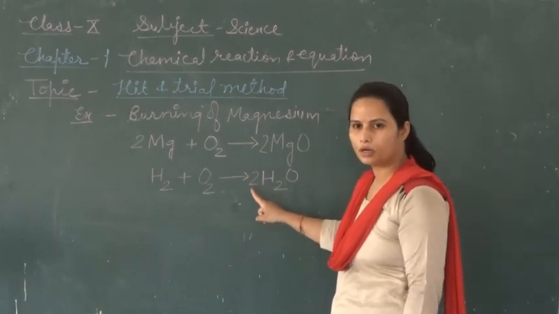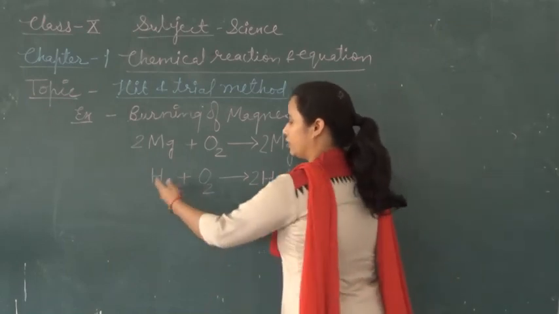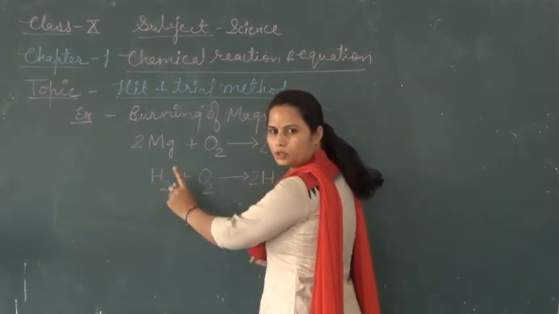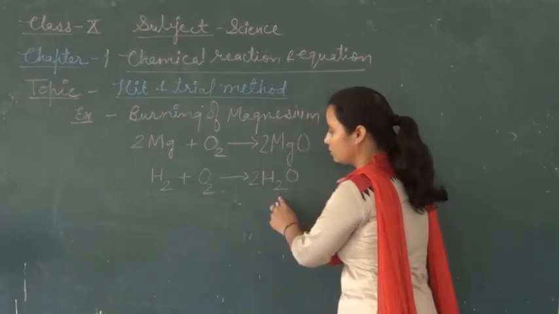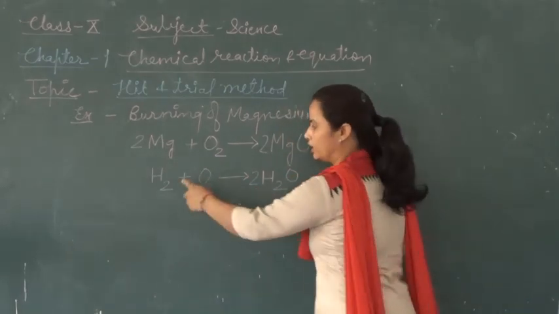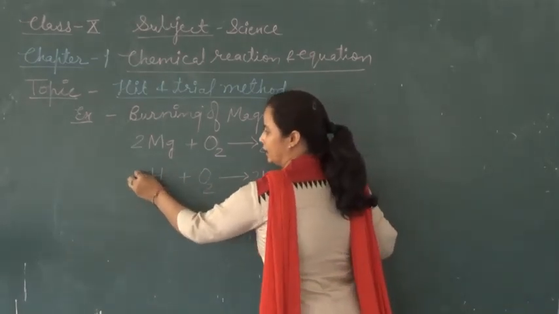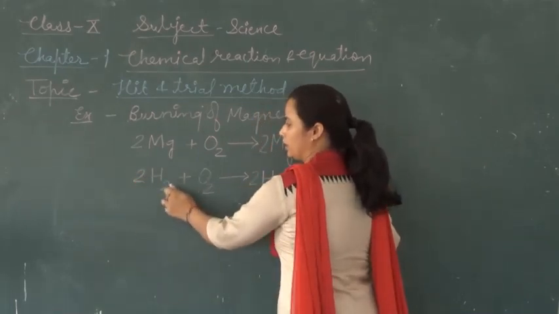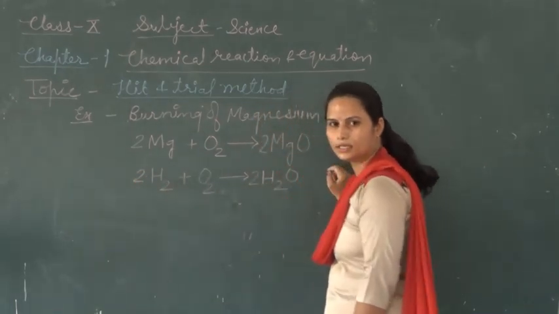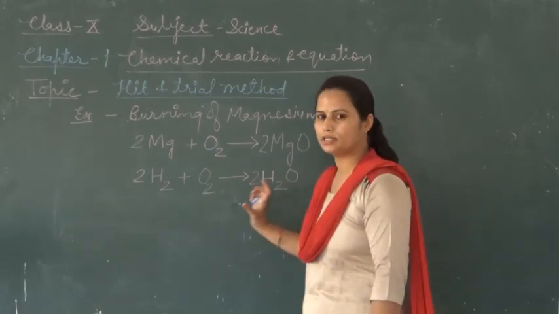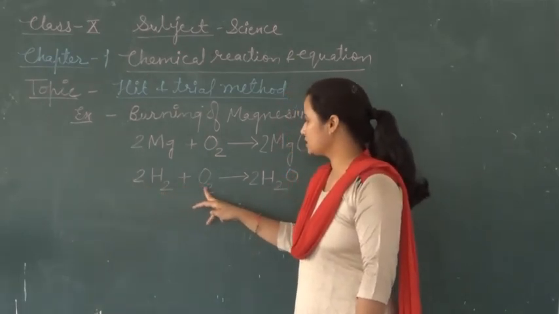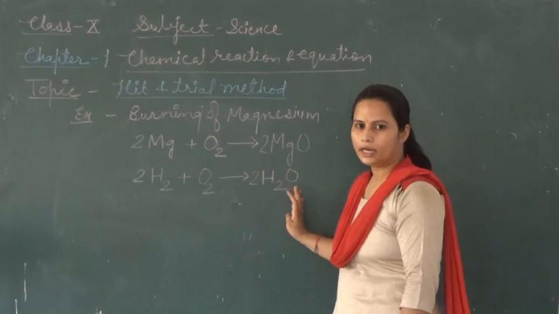You have to multiply here. 2 twos are 4. On the left hand side, the number of hydrogen atoms is only 2, and on the right hand side the number of hydrogen atoms is 4. So let me balance the hydrogen by writing 2 here. Now the number of hydrogen atoms is 4 on the left hand side as well. So now this equation is balanced: 2H2 plus O2 will give 2H2O.